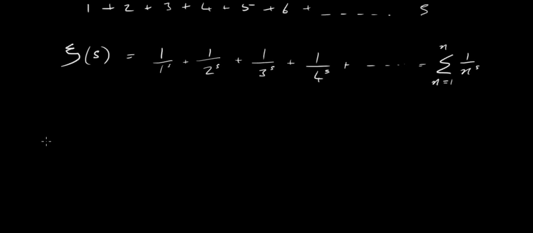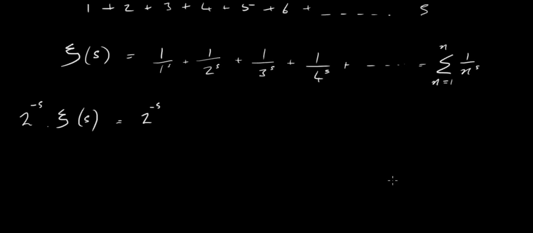So let's do that first. So let's look at the left hand side here. We're going to multiply our function by 2 to the power of minus s. So let's do that on the right hand side then. Well, if we multiply 1 by 2 to the power of minus s, we get 2 to the power of minus s. Multiply this by 2 to the power of minus s.